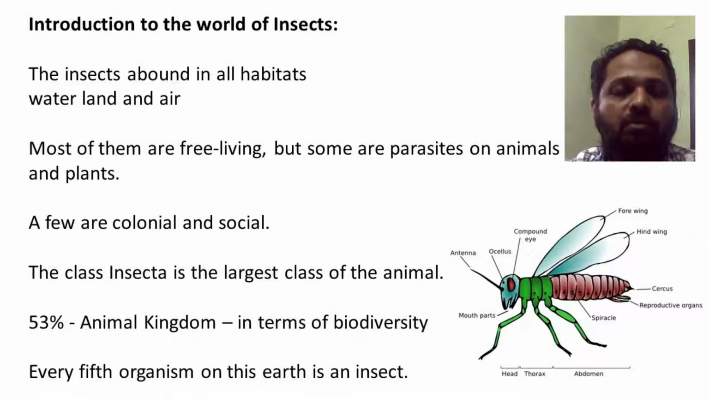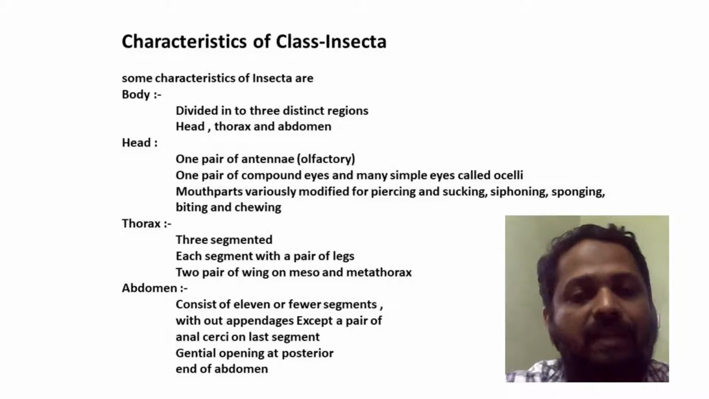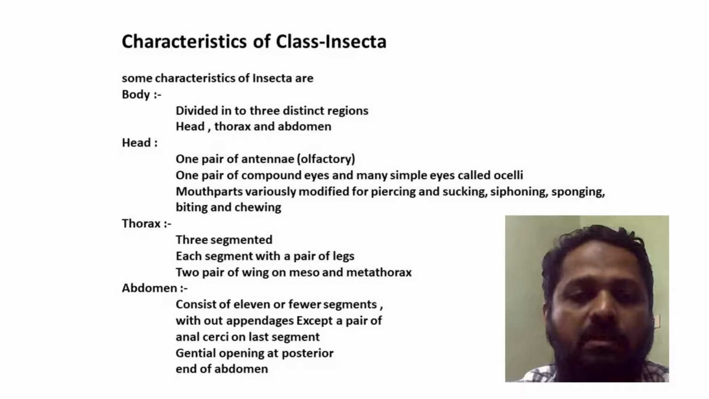And we go on to the general characteristics of the class Insecta. Some characteristics of insects: the body is usually divided into three distinct regions, the head, thorax and abdomen.